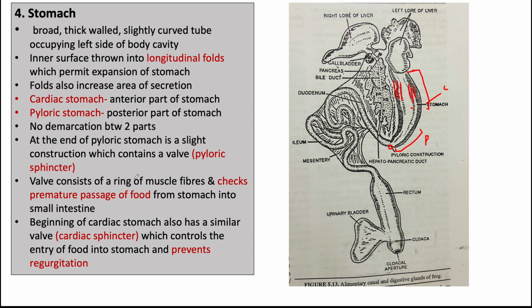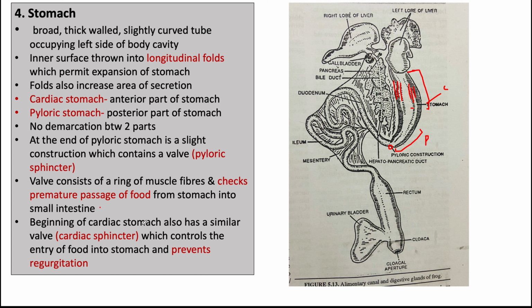Now this valve consists of a ring of muscle fiber and checks premature passage of food from the stomach into the small intestine. What does it mean? It means there will be digestion in the stomach. This sphincter will make sure that undigested food won't be allowed into the intestine. So there will first be some digestion in the stomach, and only then will food pass from the stomach to the intestine. This is the function of the pyloric valve or sphincter.